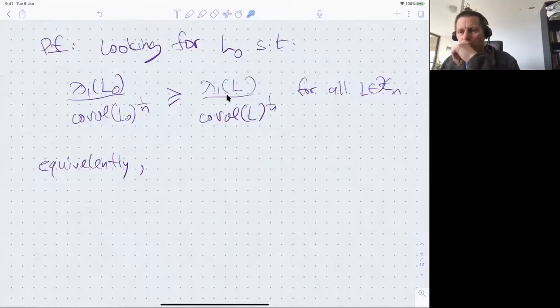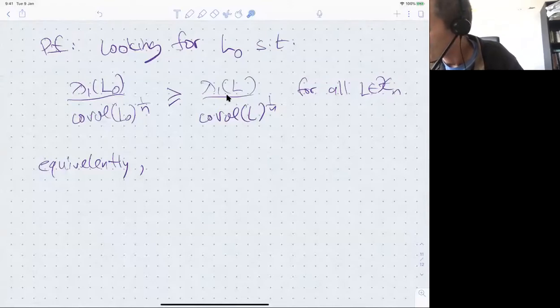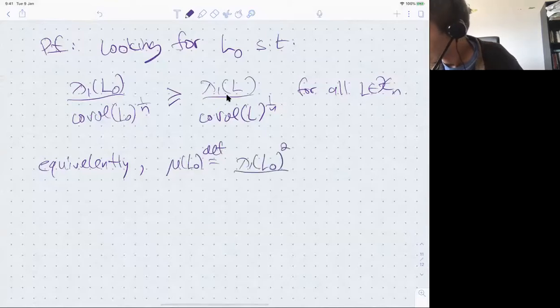It's not really important for this proof, but I'm setting things up so that I can use it later. Another thing I'm setting up is another notation, which is the so-called Hermite constant. So I'll just define it now. Mu of L0, which is defined to be lambda 1 of L0 squared divided by co-volume of L0 to the 2 over n, is maximal.